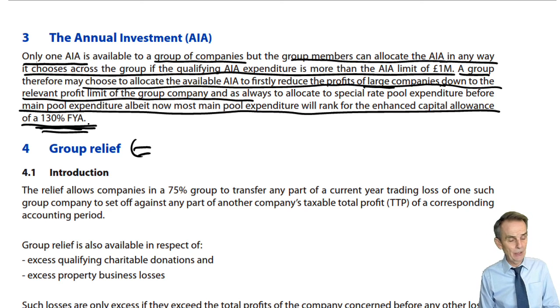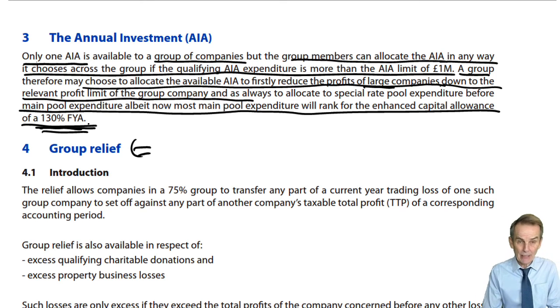But if I say the total for the group for the accounting period in terms of expenditure on special rate pool items has exceeded 1 million, then you get to choose where that 1 million will be allocated. Let's put it where it will do most good, and that will be where we avoid those companies having to make quarterly instalment payments. Possibly not just for this period, but for both this period and or next period.